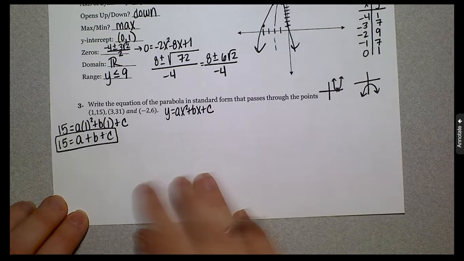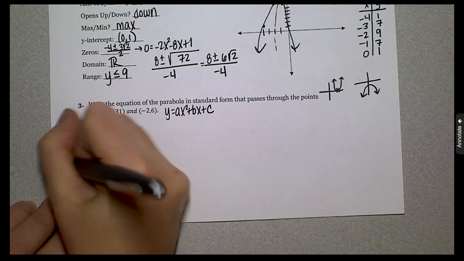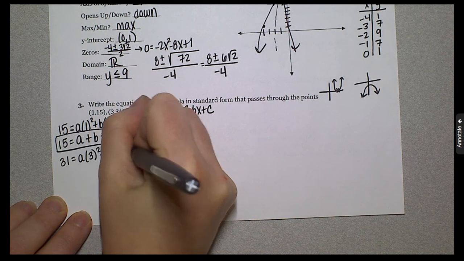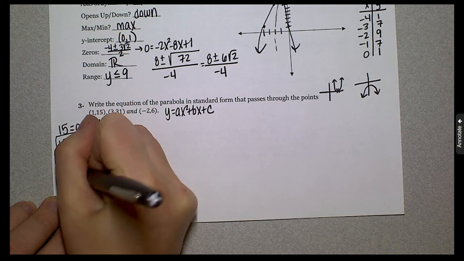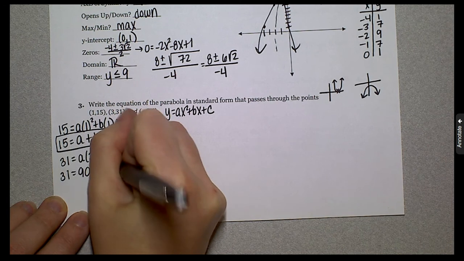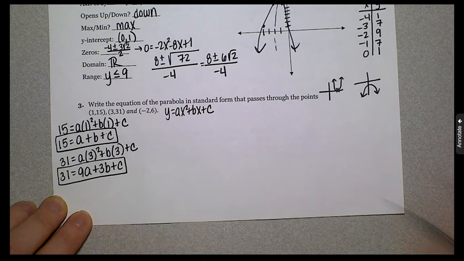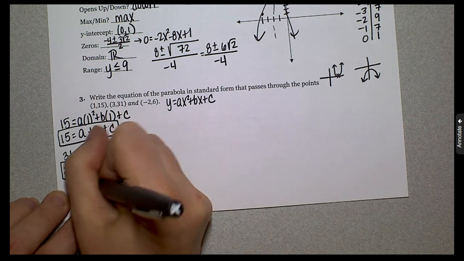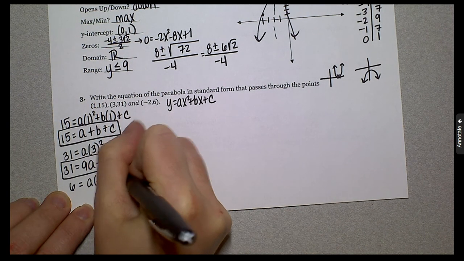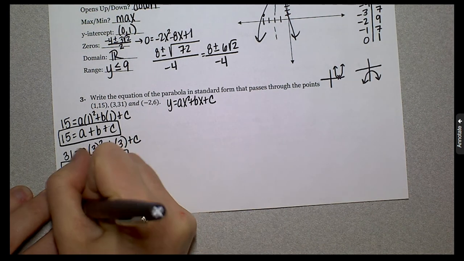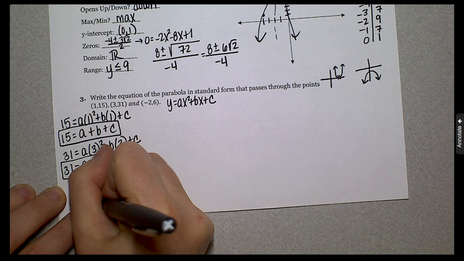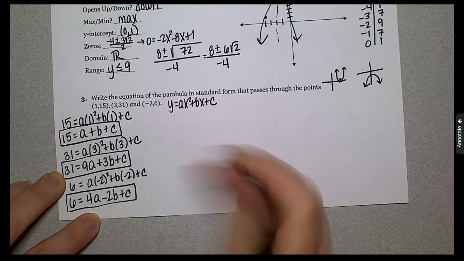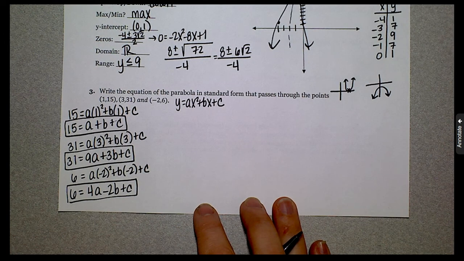Not bad. Second equation, I do the same thing, just with different numbers. 31 equals a times 3 squared plus b times 3 plus c. And I can simplify that, 3 squared is 9, so that would be 9a plus 3b plus c. Okay, feeling pretty good. We got equation 2. And then the last but not least, we got 6 equals a times negative 2 squared plus b times negative 2 plus c, which would simplify to 6 equals 4a minus 2b plus c. Okay, so we have these lovely 3 equations, so make sure you know where they come from. Just plugging x and y into that standard form.